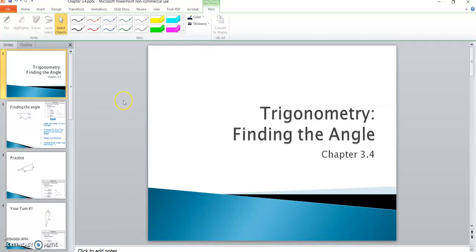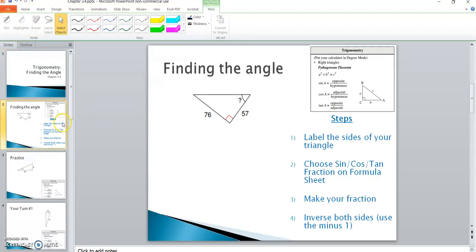Okay, so we're going to move on to chapter 3.4, and you'll notice in this chapter that it is very similar to chapter 3.2, where we made the fractions with sine, cos, and tan. So finding the angle. What I want you to notice is that these first three steps are the exact same as chapter 3.2. We'll start by labeling the sides of our triangle.